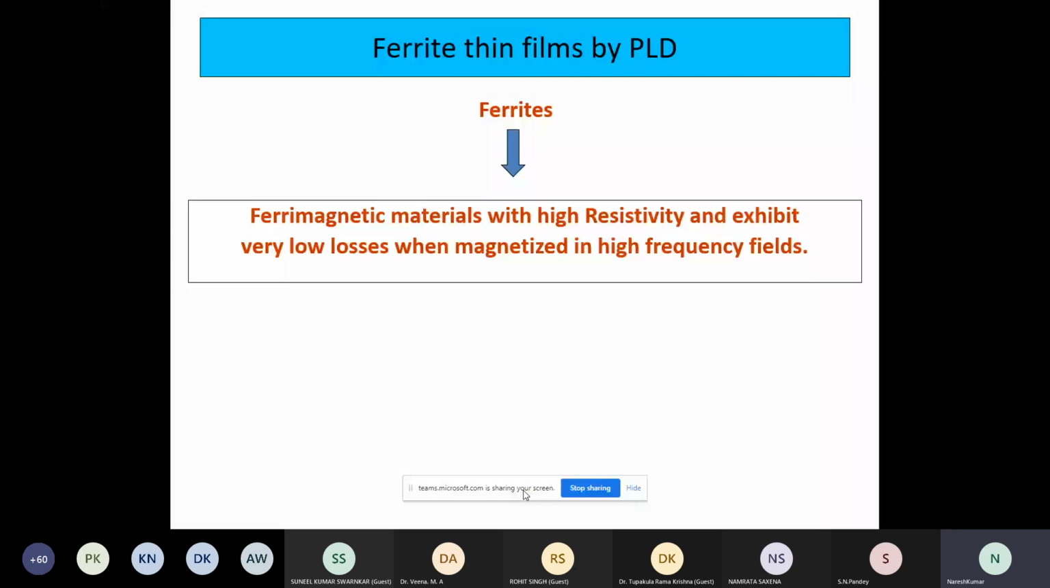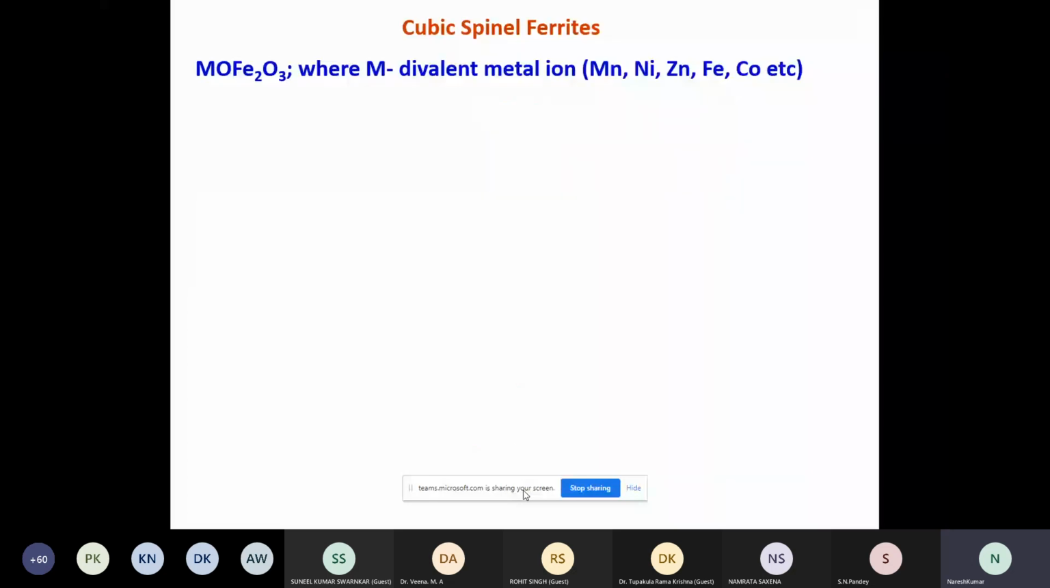Basically, structurally, there are two divisions: one is cubic, second hexagonal. Within cubic, there are two, spinel and garnet. Hexagonal has a hexagonal structure. Let me discuss one small example, cubical ferrite, spinel ferrite. Spinel ferrite has the formula MFe2O4, where M is a divalent metal ion. You can choose any divalent metal, manganese, nickel, zinc, iron, cobalt, or a combination of these. The resultant will be my spinel ferrite.